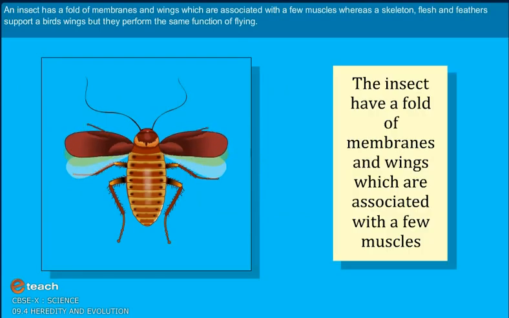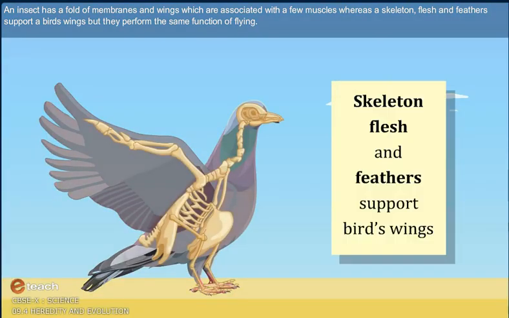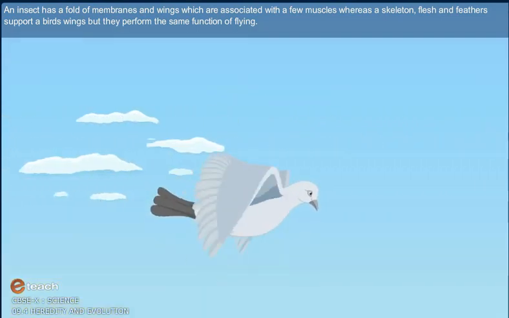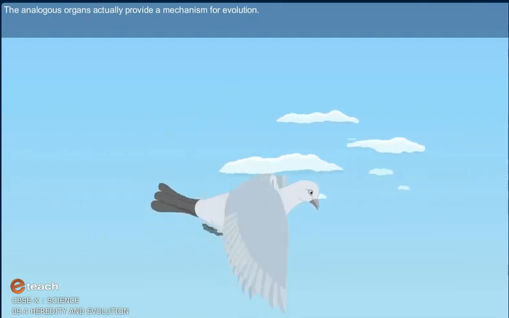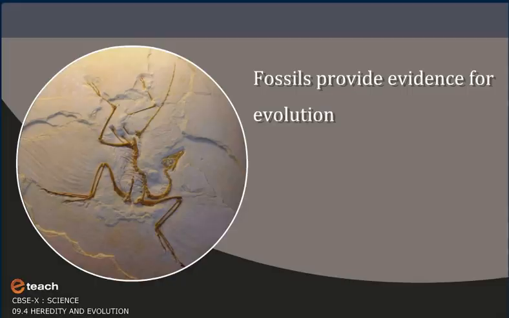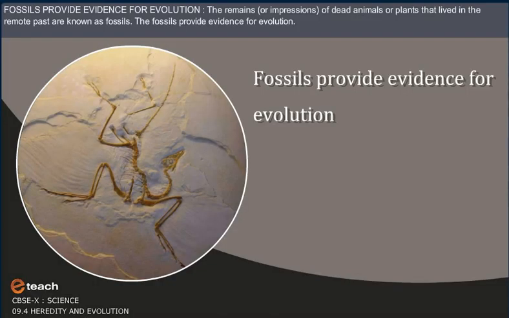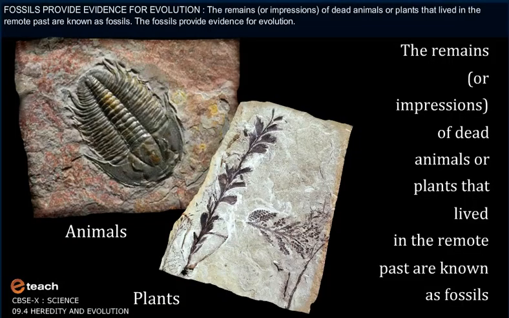The insects have a fold of membranes and wings which are associated with few muscles, whereas a skeleton, flesh, and feathers support birds' wings, but they perform the same function of flying. The analogous organs actually provide a mechanism for evolution. Fossils provide evidence for evolution. The remains or impressions of dead animals or plants that lived in the remote past are known as fossils. The fossils proved evidence for evolution.